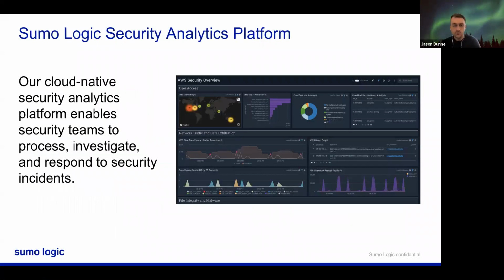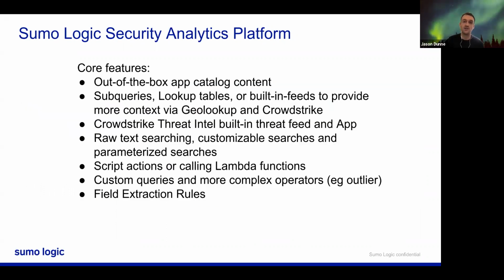So as I said, this is really the focal point for today. The security analytics platform gives you the ability to process, investigate, and respond to security incidents. The core features of that platform are out-of-the-box app catalog content, which I'll be able to show you today. Subqueries, lookup tables, and built-in feeds all give you a lot more context, whether you're using GeoLookup for mapping or CrowdStrike with the built-in threat intel feed. And then raw text searching, obviously, is very core.